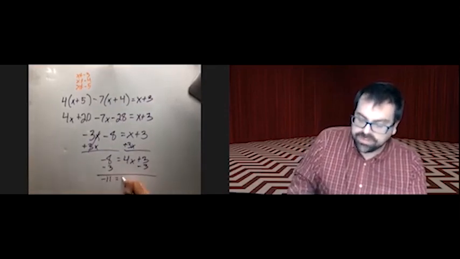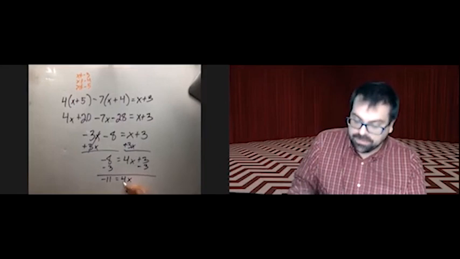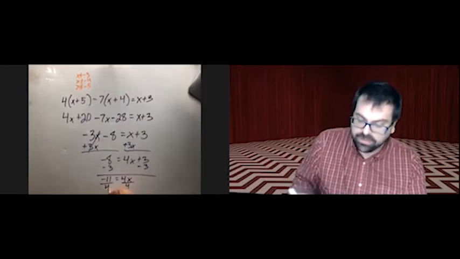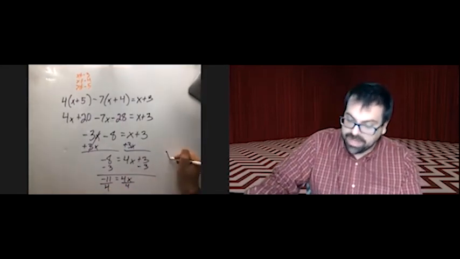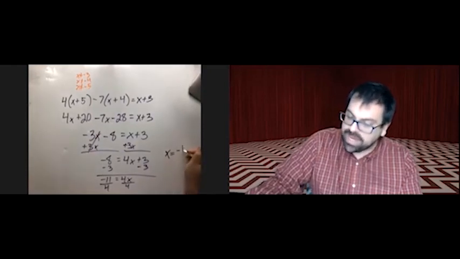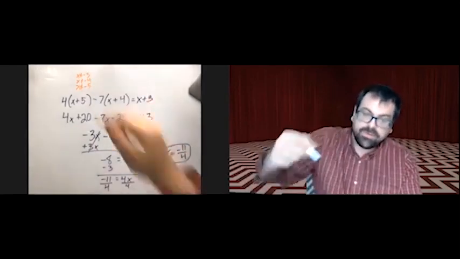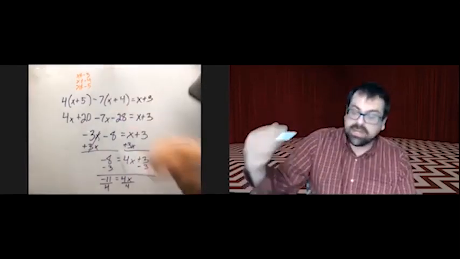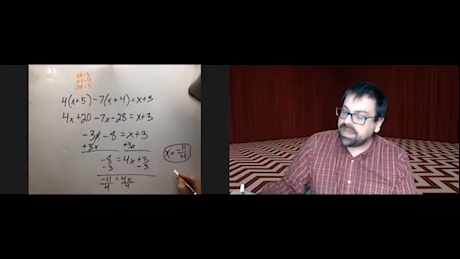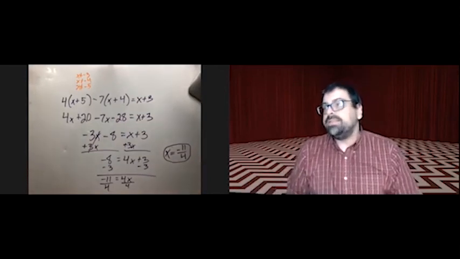Negative 11 equals 4x. I'm going to divide both sides by 4, giving me x equals negative 11/4, which is not negative 3, which is not negative 4, which is not negative 5. So it is the answer.